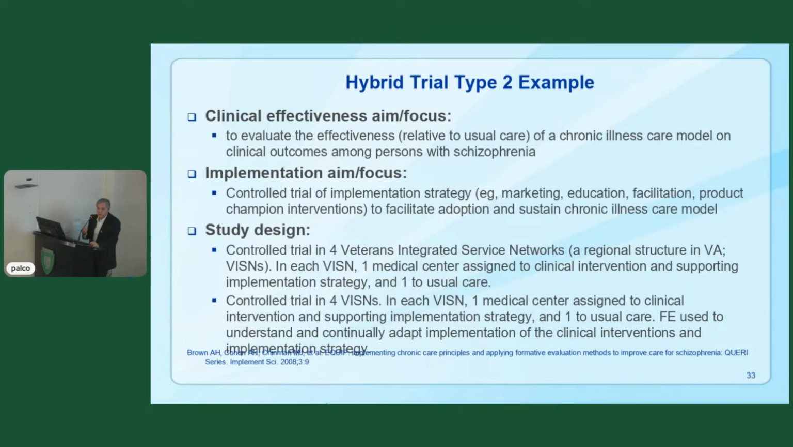The clinical outcome, the intervention, whatever treatments are being given, that's not changed. What is changing is the controlled trial of the implementation strategy. In one group, there's marketing, education, facilitation, and a product champion intervention to facilitate adoption and sustain the chronic illness care model. So not only are they adopting a chronic care model, but they have all these supporting activities going on, okay? And they want to see if the effect on the implementation is better, and if the effectiveness changes also. It doesn't say here, but you also look at the effectiveness level that you obtain for the outcome of interest.